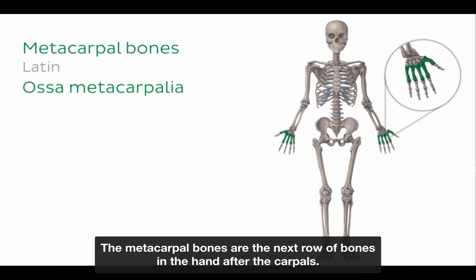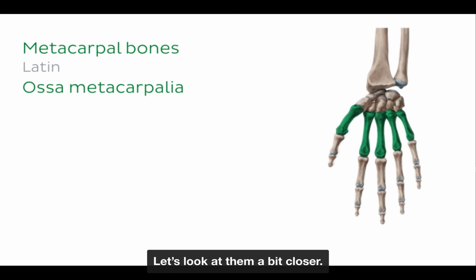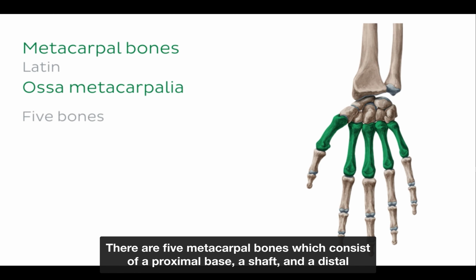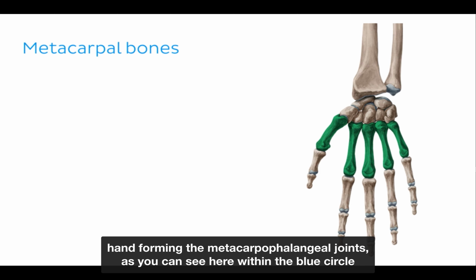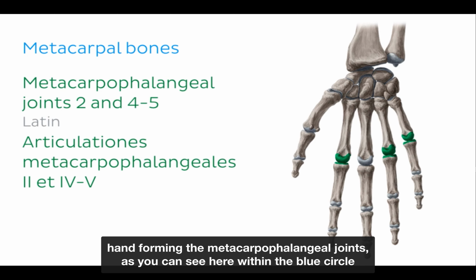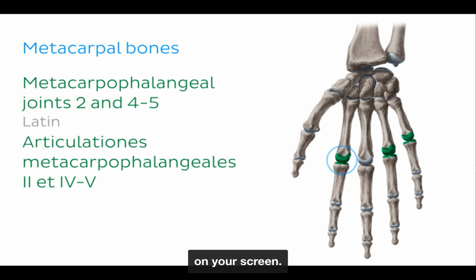The metacarpal bones are the next row of bones in the hand after the carpals. Let's look at them a bit closer. There are 5 metacarpal bones, which consist of a proximal base, a shaft, and a distal head. The distal head of each metacarpal bone forms an articulation with the phalanges of the hand, forming the metacarpal phalangeal joints, as you can see here within the blue circle on your screen.